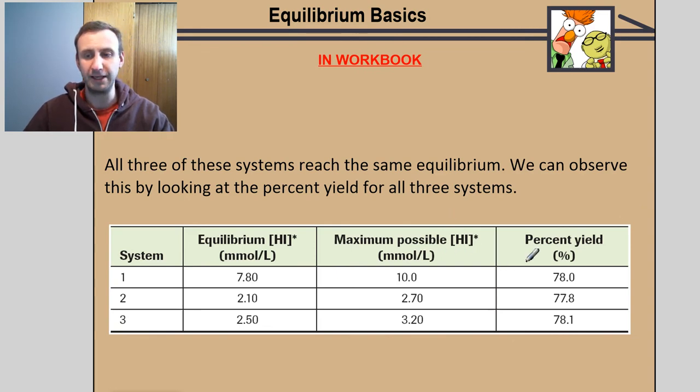So if I take a look and calculate percent yield for all of these, I have 78% yield. 78, 77.8, 78.1. So essentially the same, right? Within a small error range, I'm reaching the same percent yield. So I get the same equilibrium no matter what the starting point is. I could start with all reactants, I could start with all products, or like in system 2, a little bit of this and a little bit of that, and it still reaches the exact same equilibrium.